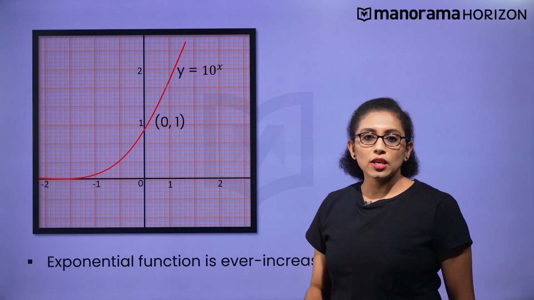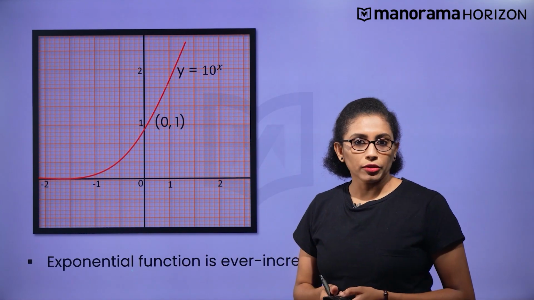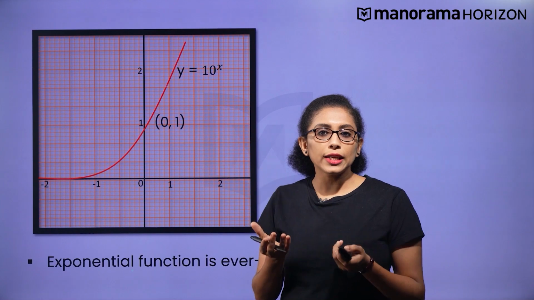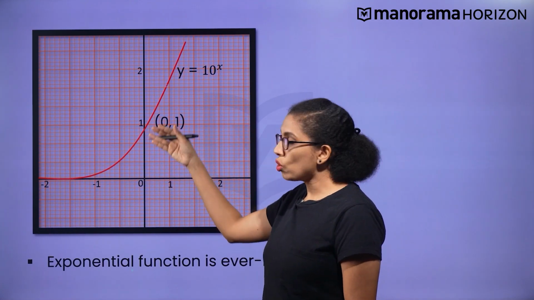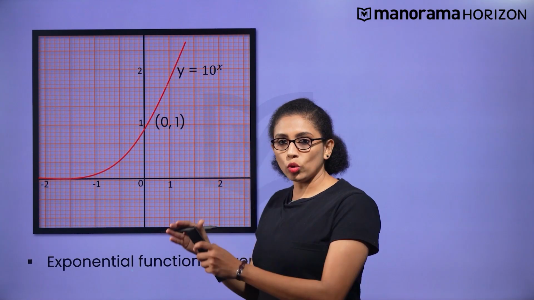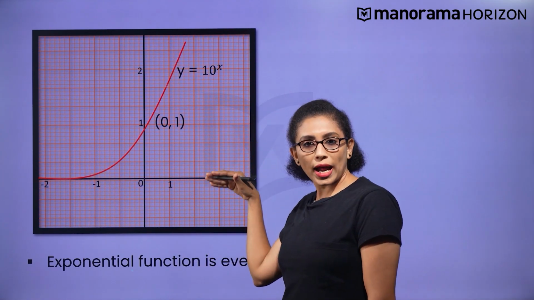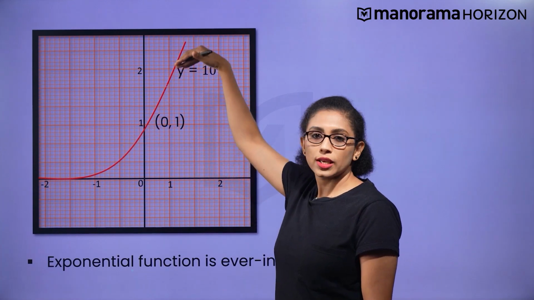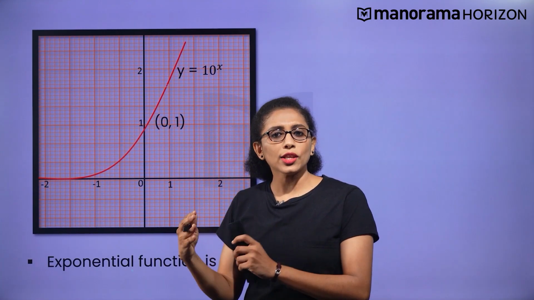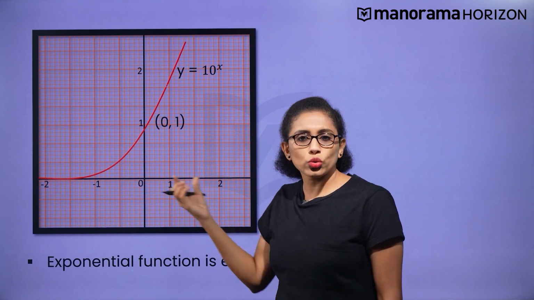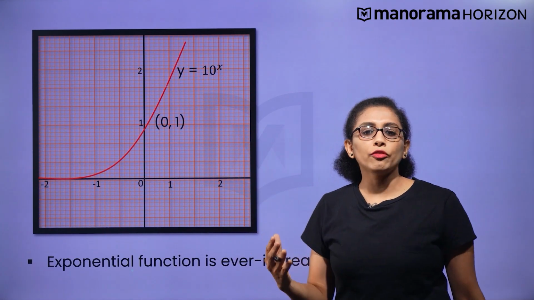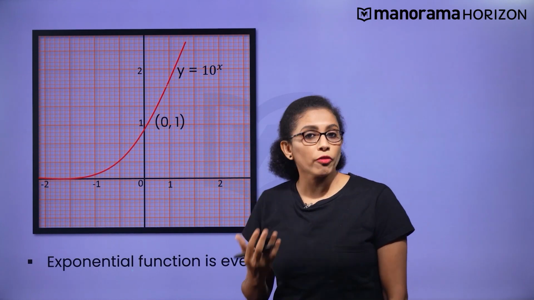Exponential functions are ever increasing. From the graph, we clearly understand that as x increases, y also increases. As we move from left to right, the graph rises upward. For very large negative values of x, the exponential function is very close to 0. So far we have learned about what exponential functions are.